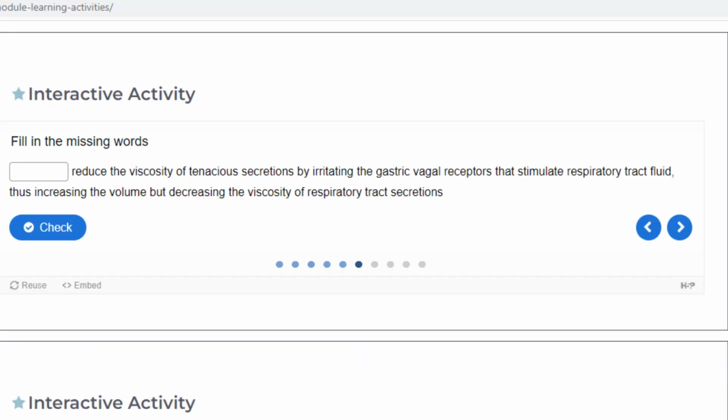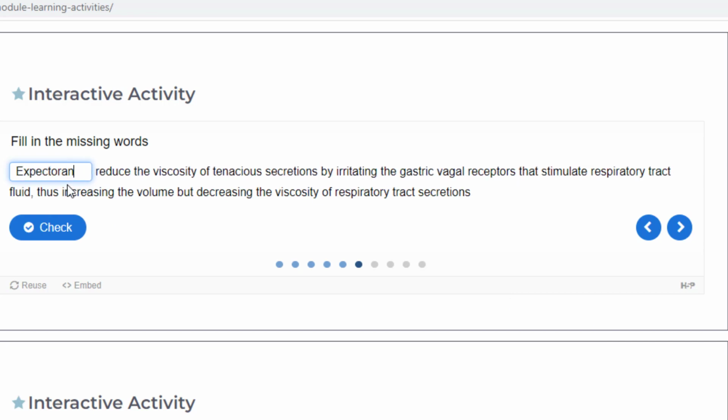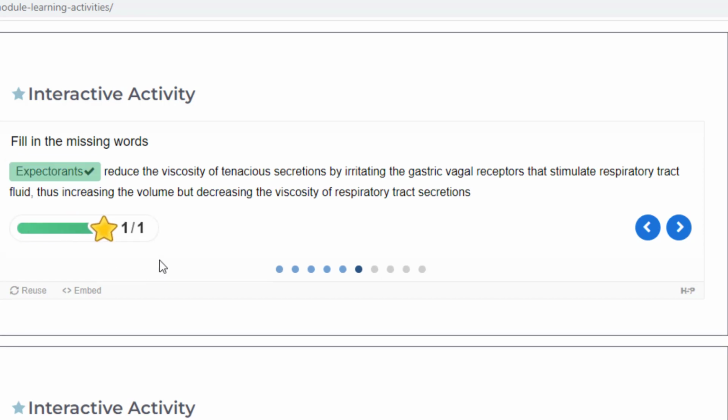Fill in the missing words. What reduces the viscosity of tenacious secretions by irritating the gastric vagal receptors that stimulate the respiratory tract fluid, thus increasing the volume but decreasing the viscosity of respiratory tract secretions? So here we have our expectorants. I'm not sure if it needs to be capitalized because it's at the beginning of a sentence, so expectorants. Okay, and it looks like it has to be plural because they use the verb reduce. So again, this is what we're hoping something like guaifenesin would do. Okay, we'll check that. That's right.